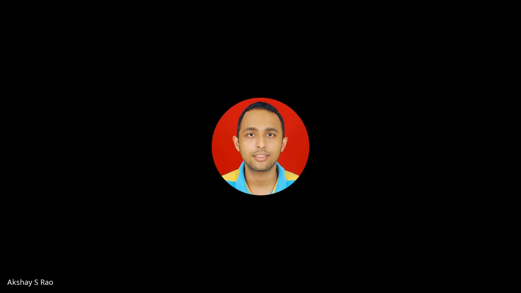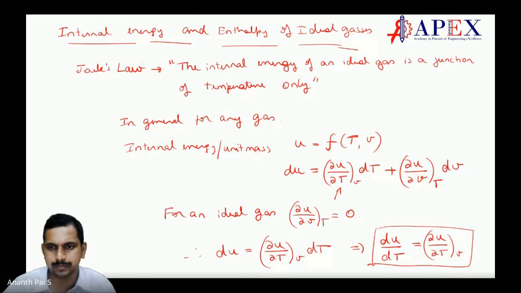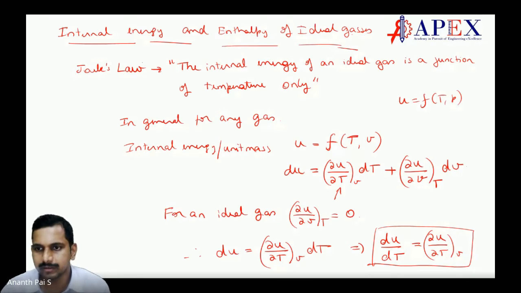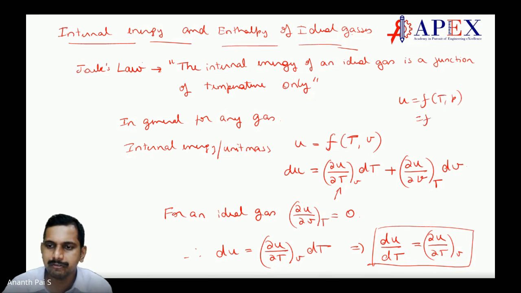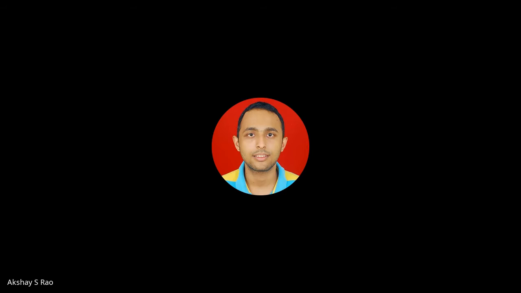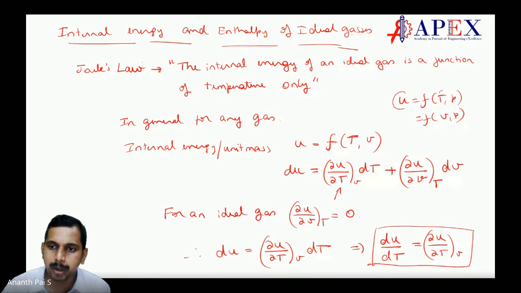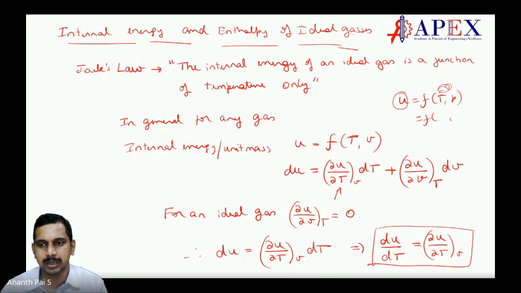Sir, in general for any gas, U is a function of temperature and either? How? Any gas. Temperature and specific volume. I could have written like this also. I could have written it as a function of T and P also. Any one. Or I could have written it as a function of V and P. But keep in mind, any property can be written in terms of any other two properties. This is a fundamental law of thermodynamics.